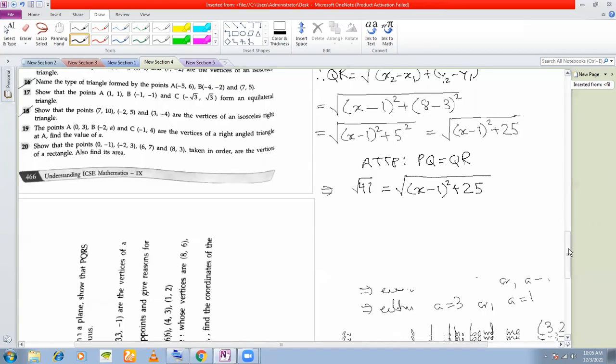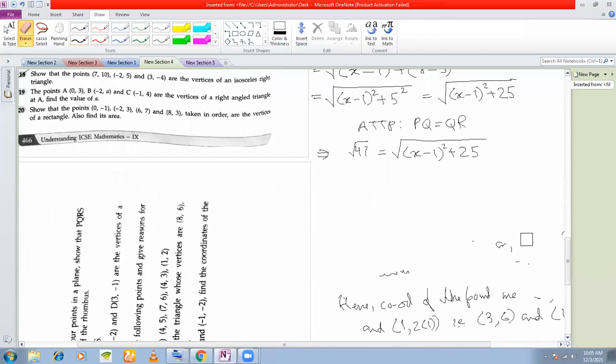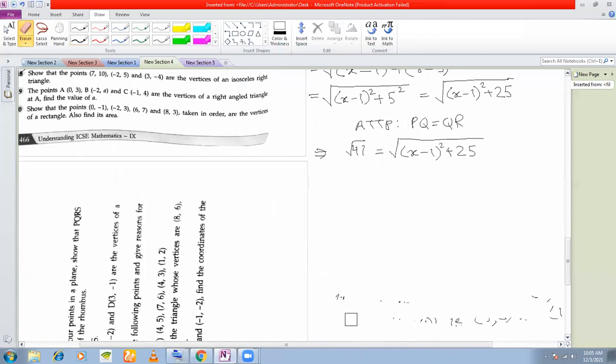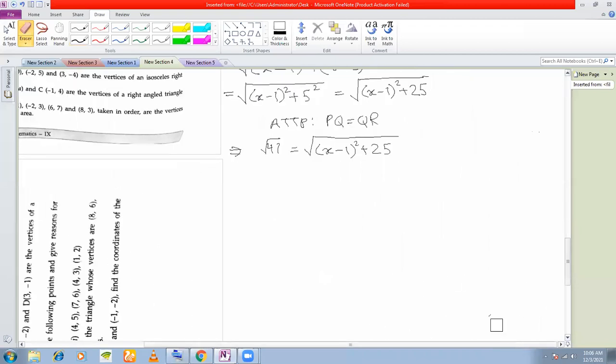Now we need to solve this equation to get the value of x. First of all, we need to remove the radical. And how do we remove the radical? By squaring both sides. So I'm going to square both sides, remove the radical, and then solve this equation. So the square root of 41 squared is equal to the square root of (x minus 1) whole square plus 25, squared.